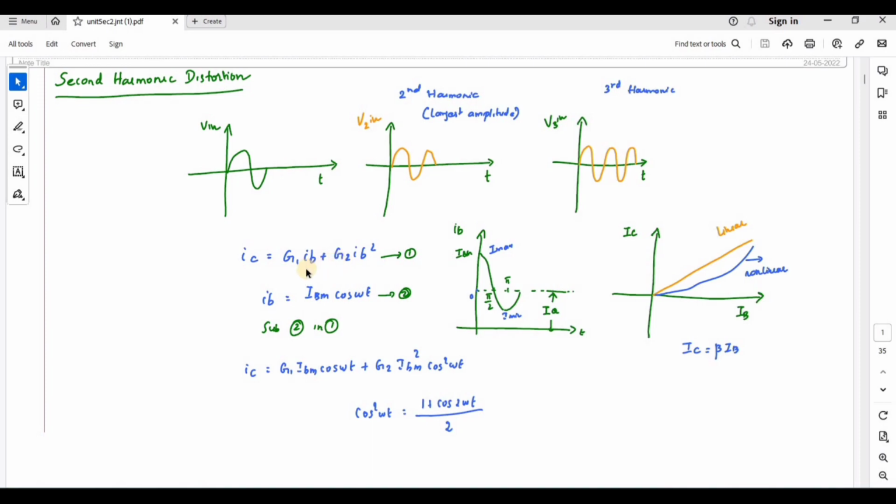I am going to substitute IB is equal to IBM cos omega t. The waveform is shown in this graph. The maximum value is IBM. This is your Imax and this is your Imin. Since it is a cos value, I am starting from here.